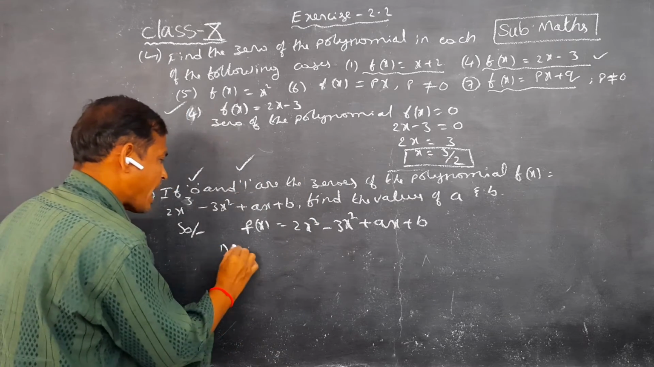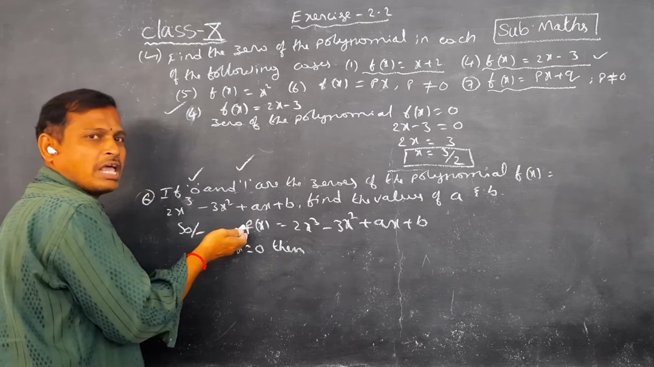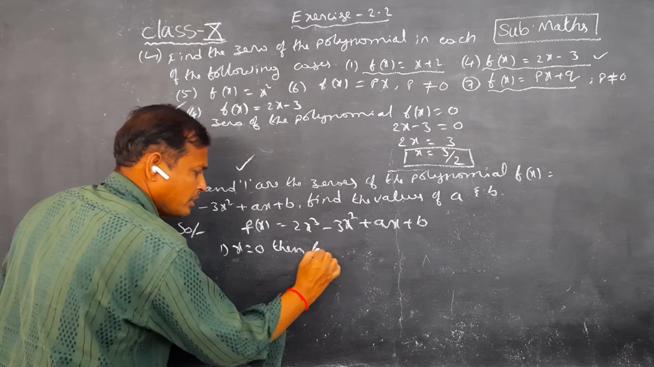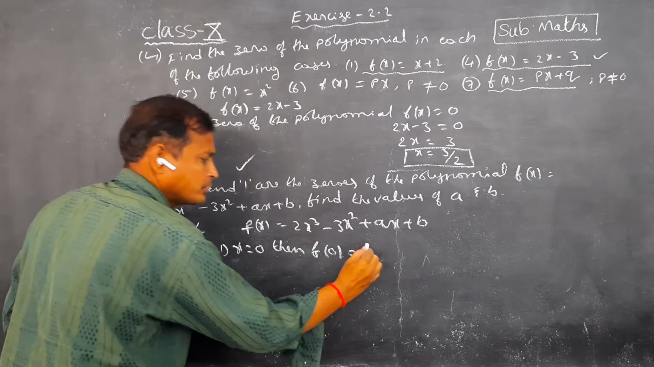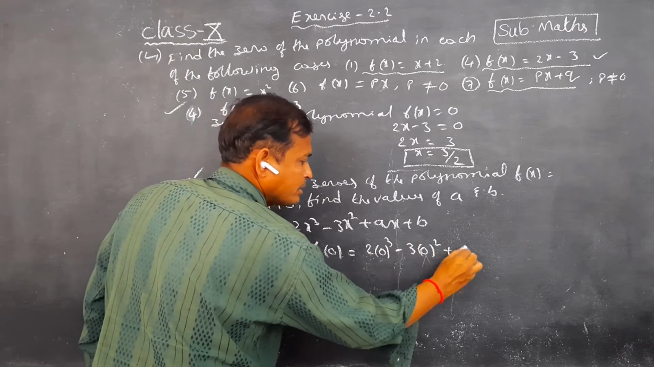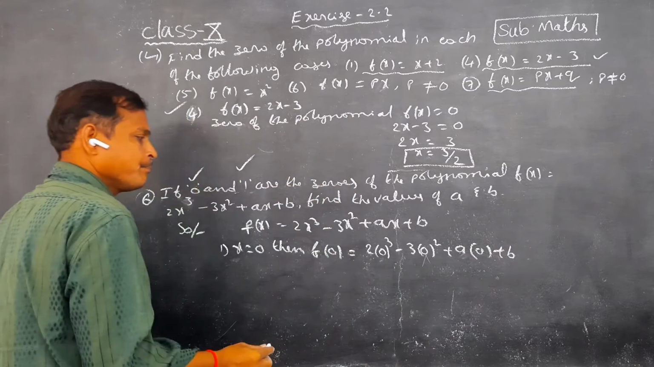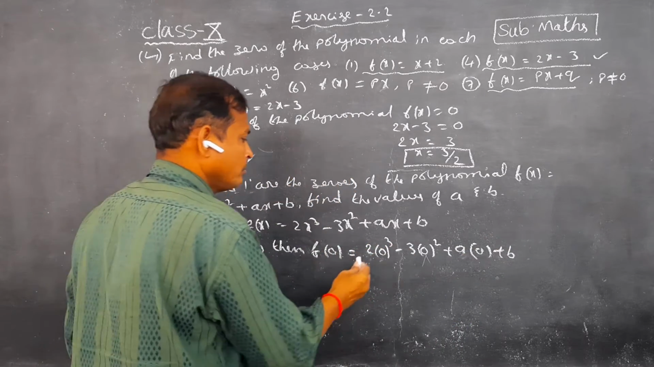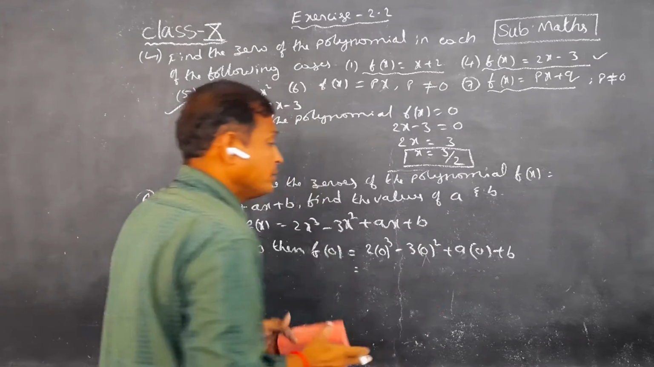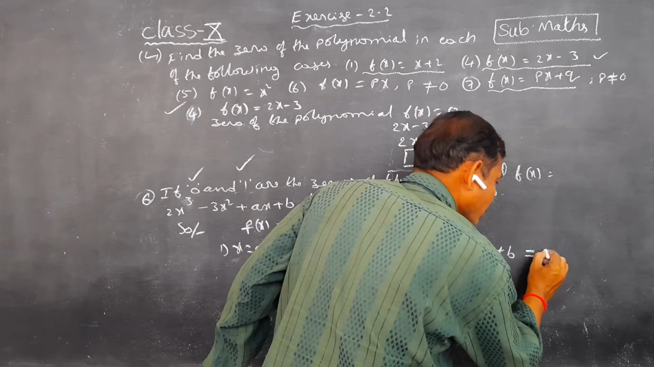So first, x is equal to 0. Then we substitute the value 0 in the x place in the given polynomial equation. So f of 0 is equal to 2 into 0 cube minus 3 into 0 square plus a into 0 plus b. Okay children, next, what about the value? So 2 times 0 is 0, 0, and a times 0 is 0. So children, just listen carefully.